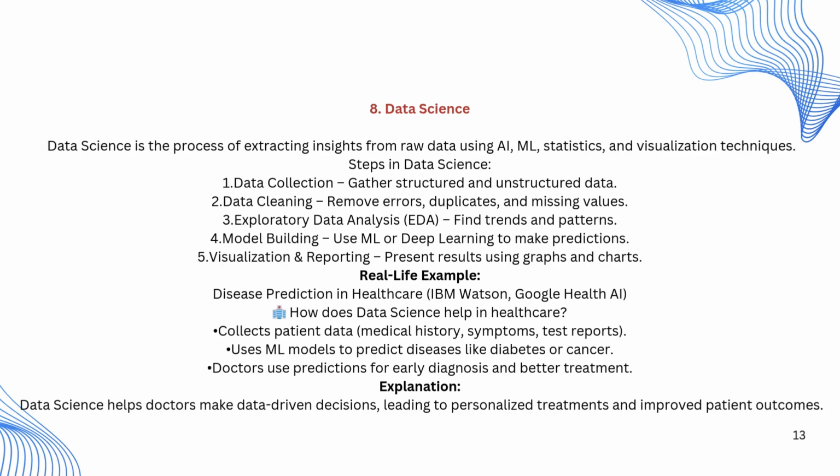Imbalanced data sets are about the majority and minority, where one group of instances is much higher. So we need to clean the data to remove errors, duplicates, and missing values. Then we analyze the data to find the patterns and trends that are there, and we use ML or deep learning models to make predictions. And after all, the results are presented with the help of graphs or charts, with visualization.